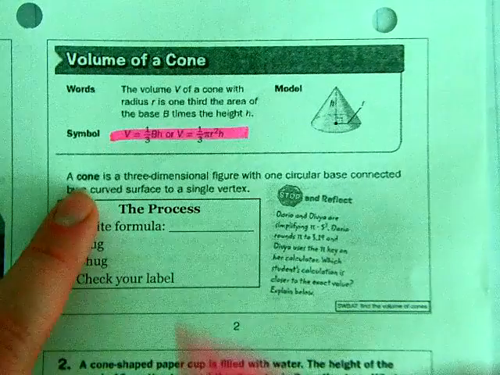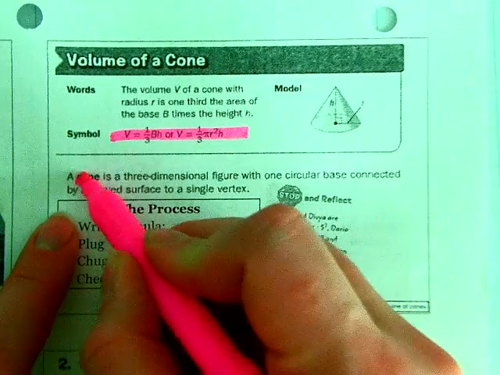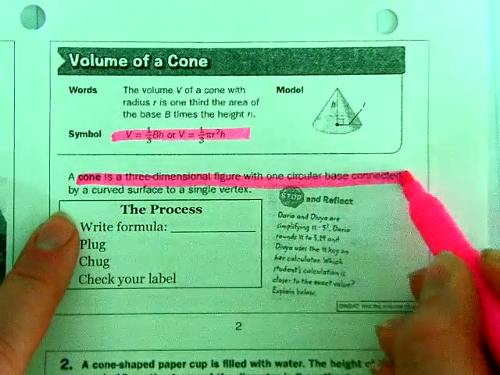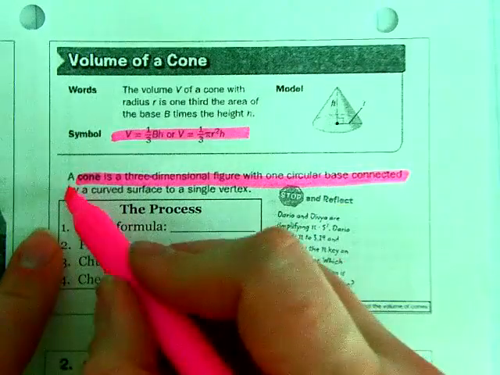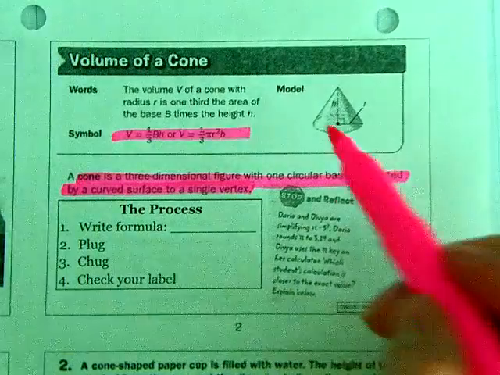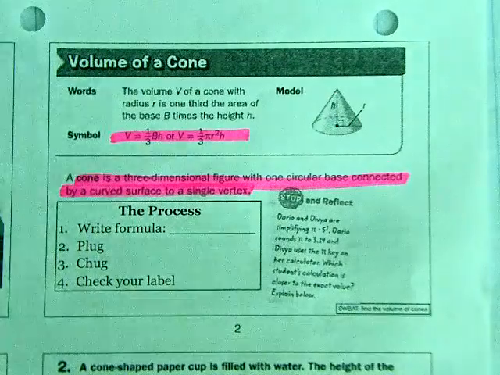So a cone, here's a vocab word, pause me when you need to. A cone is a 3D figure with one circular base connected by a curved surface to a single vertex. One circle, one point, kind of like a pyramid.